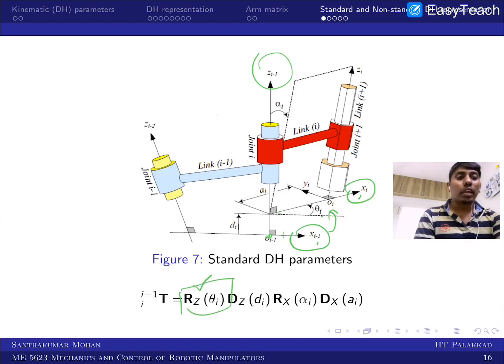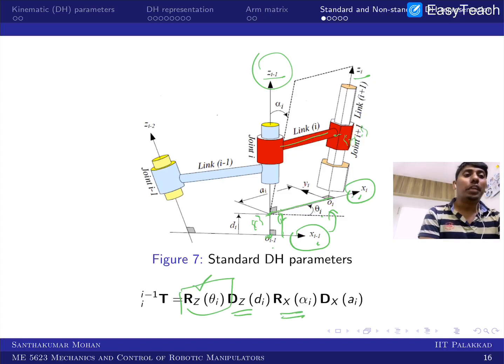Then you can see that these two are distance apart. That distance I am trying to cover: the i minus 1 frame to the i frame has a distance along z_{i-1}. That is the second operation. For the third operation, this is my i frame, and there is an i plus 1 frame. How are these two frames distance apart, and what is the angle about the axis? You can see that z_{i-1} and z_i have an angle we call alpha_i. That is the next one, and then we move to the final one.